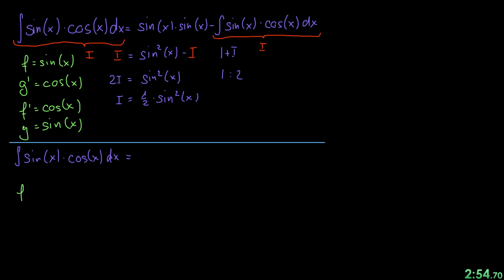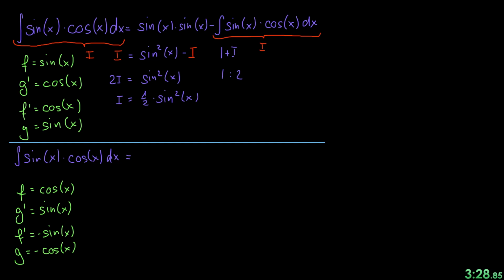We choose f to be equal to cosine of x this time, and we choose g prime to be the sine of x, which gives us f prime, which is equal to negative sine of x, and g to be the negative cosine of x.